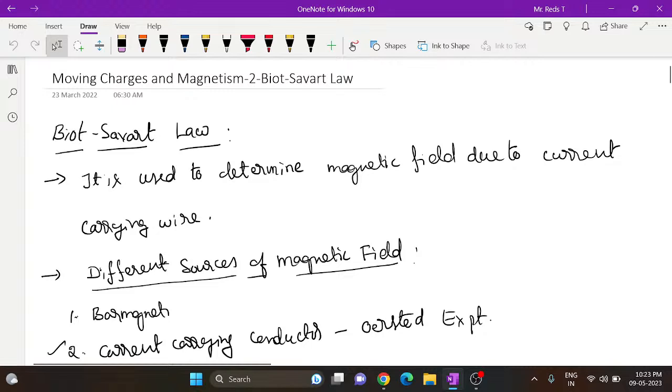So now I will explain briefly what is Biot-Savart law and a few applications of it. Specifically, how to find magnetic field due to a straight current carrying conductor and how to find magnetic field due to a circular current carrying conductor. Okay, yes, let us go ahead now.